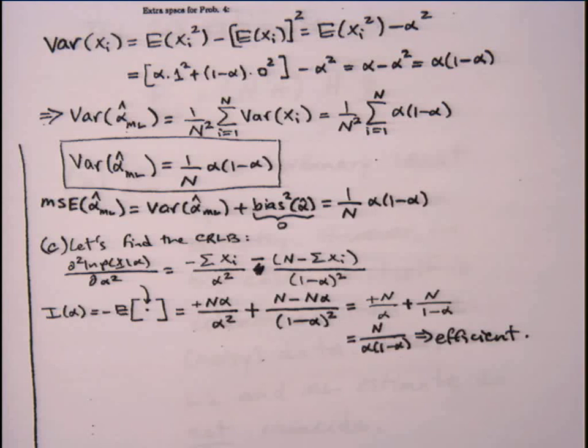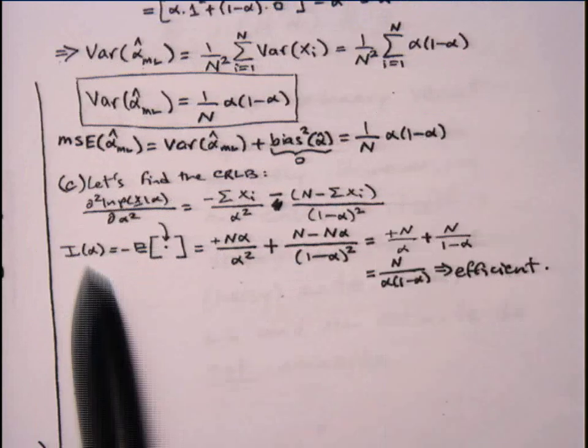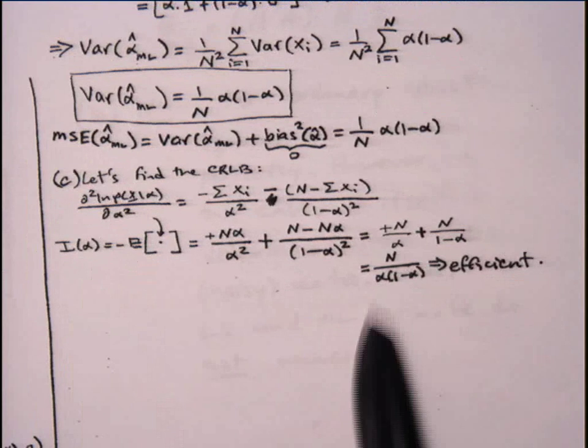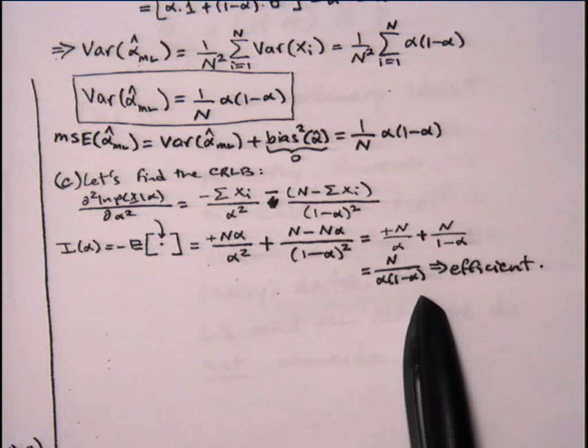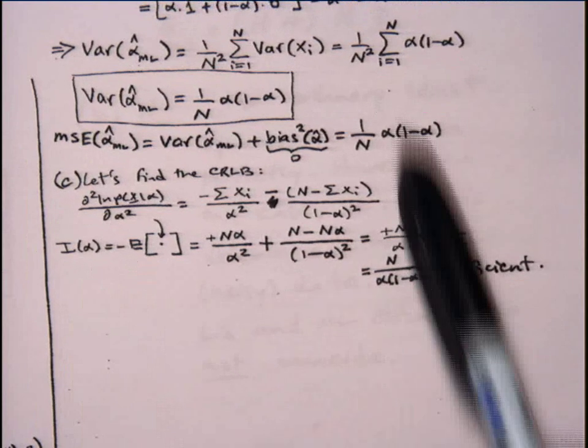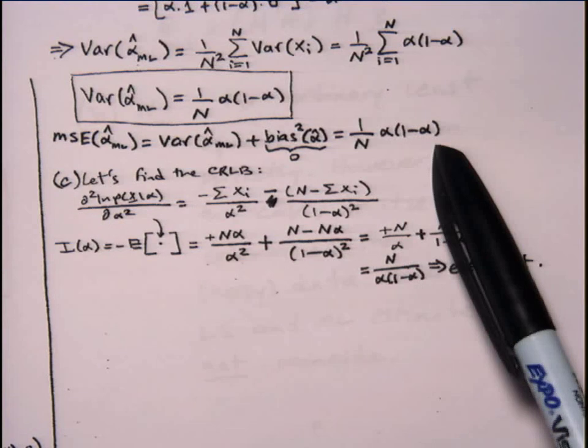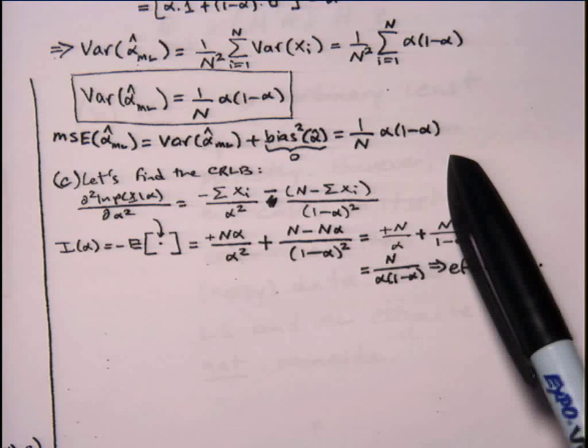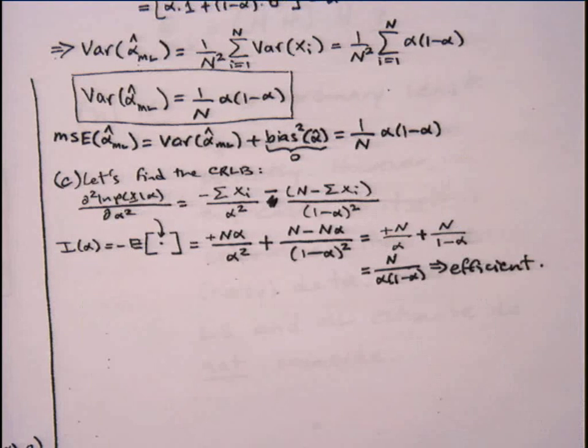Okay? Because the mean squared error goes to 0. And then the final part is, is the ML estimate efficient? Okay, how do we do that? We find the Cramer-Rao bound. The Cramer-Rao bound turns out to be n over alpha times 1 minus alpha. And now if you look up here, you have an unbiased estimator with mean squared error which is exactly the same as the Fisher information. Therefore, it is an efficient estimator. It has achieved the Cramer-Rao bound. Okay? End of story.